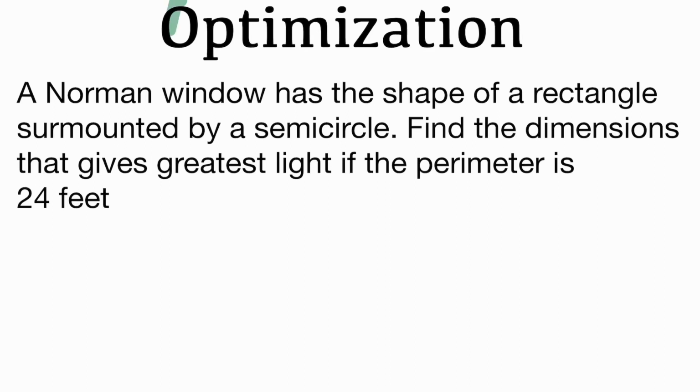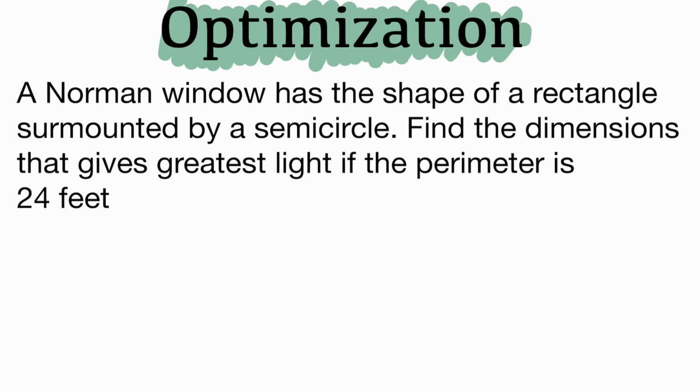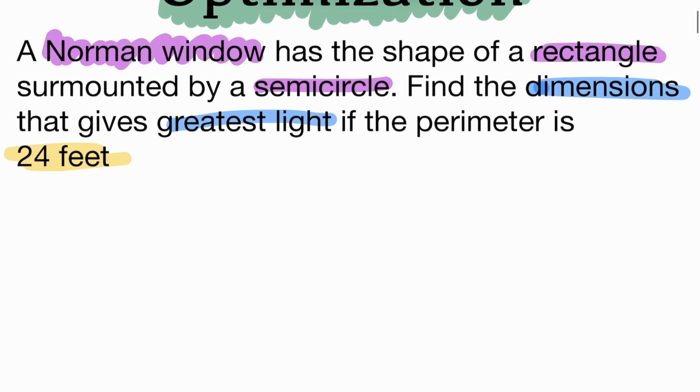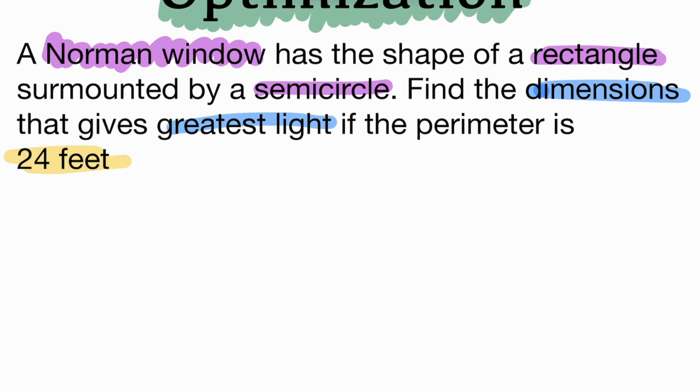All right, in today's optimization question, we're going to look at a Norman window question. In this question, you have yourself a Norman window. What a Norman window is, it's a rectangle, and it has a semicircle on top. What they want us to do is find the dimensions that will give the greatest light, under a certain constraint. The constraint they gave us is the perimeter is 24. So essentially you want to maximize the area of the shape given a perimeter of 24.